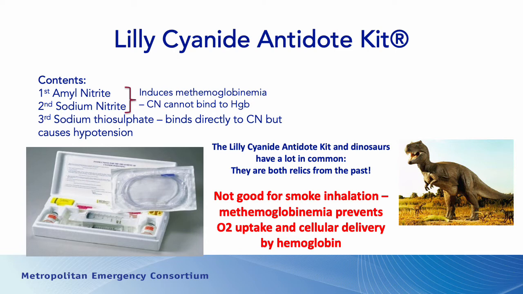The problem with the cyanide kits and the amyl nitrite and the sodium nitrite is that they cause methemoglobinemia, meaning the nitrite binds to hemoglobin so that cyanide cannot. But when you have methemoglobinemia, you also impair the ability to transport oxygen to the cells.